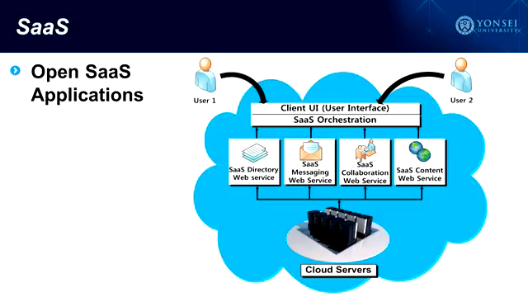In software as a service, the open software as a service application looks like this. On the cloud servers, the components such as SaaS Directory Web Service, SaaS Messaging Web Service, SaaS collaboration web services, and SaaS content web services are all included. In order for a user to get access to these SaaS features and functions, the user will have to use the client user interface, the client UI, and that will trigger operation through the SaaS orchestration unit, which will enable the users to access these SaaS services.